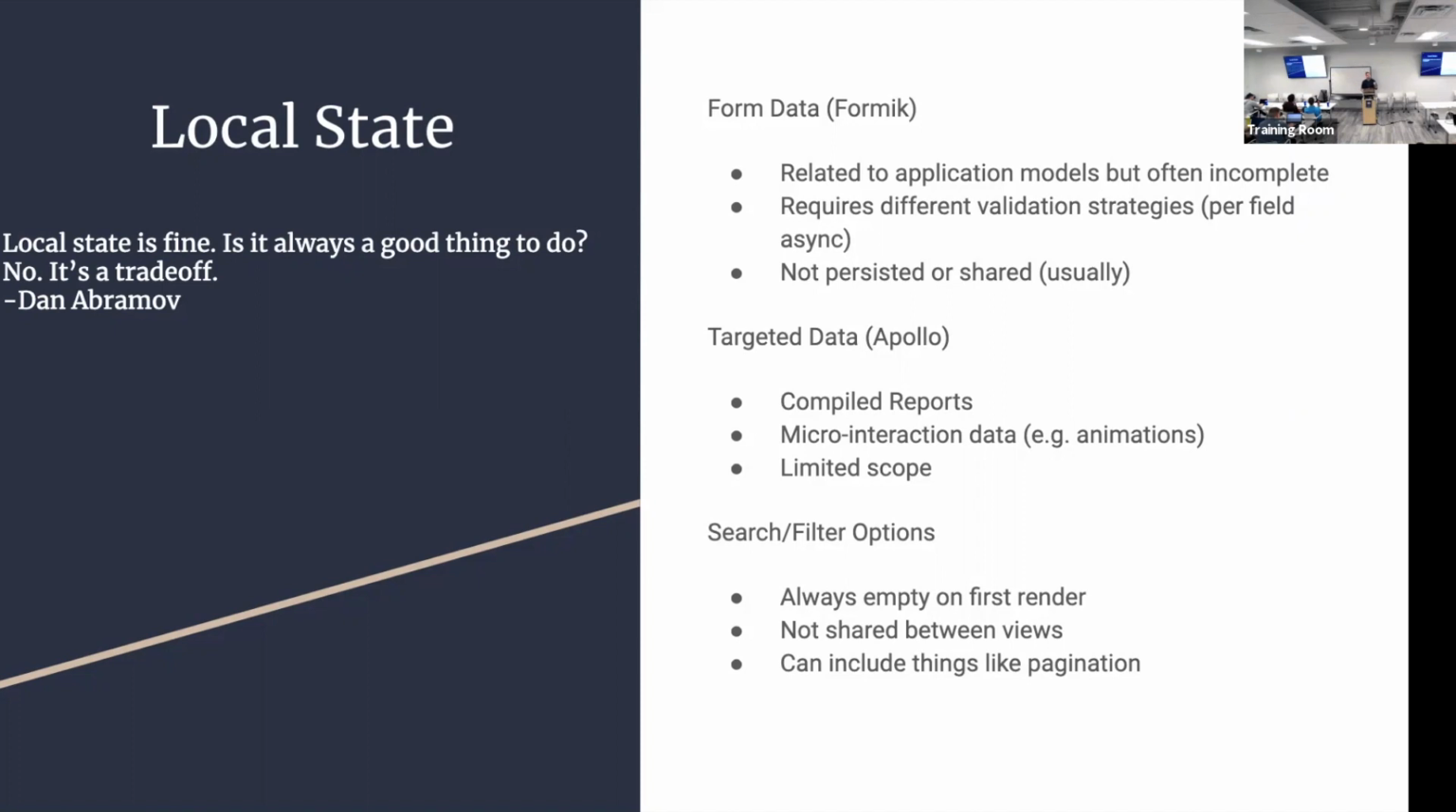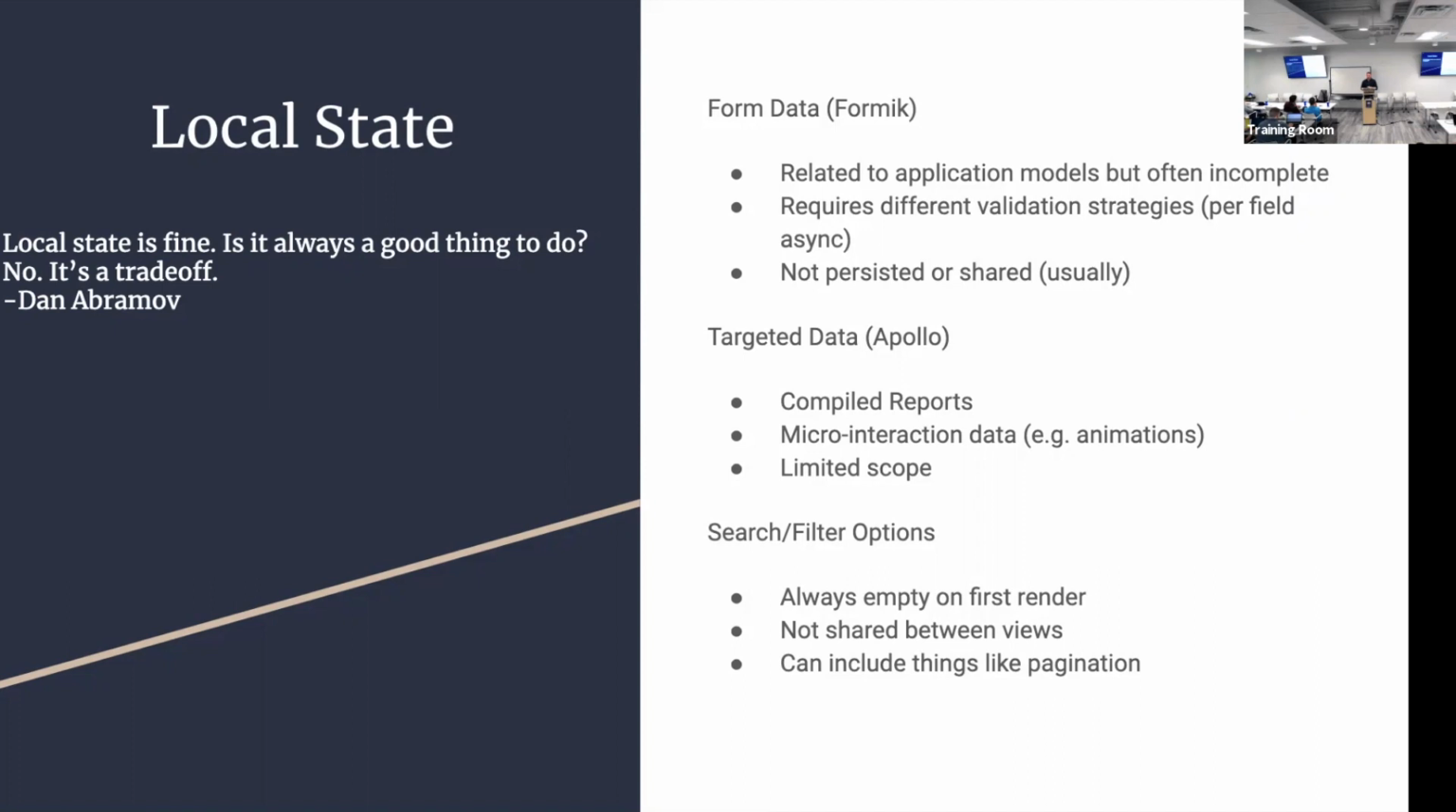So another great example of when to use local state is highly specific targeted data. So if you're getting a compiled report back from an API, it's very specific and you only have one view that can possibly use that because it's so specific. Local state is great. You can't share it, it's too specific.